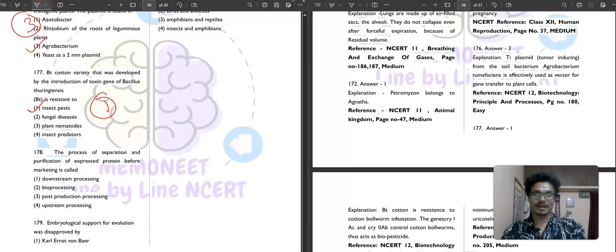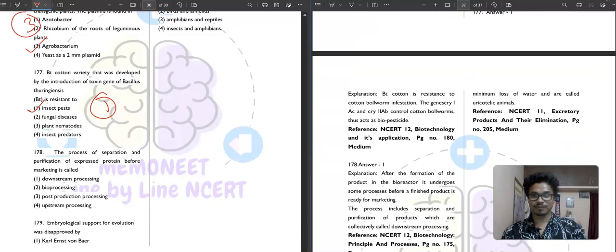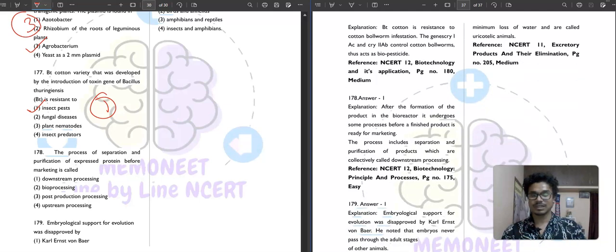Then question number 178. It is saying that the process of separation and purification of expressed protein before marketing is called downstream processing. Now, this paper is very easy. I hope you will get more than 340 in this paper. Very easy. This is a confidence boosting paper.